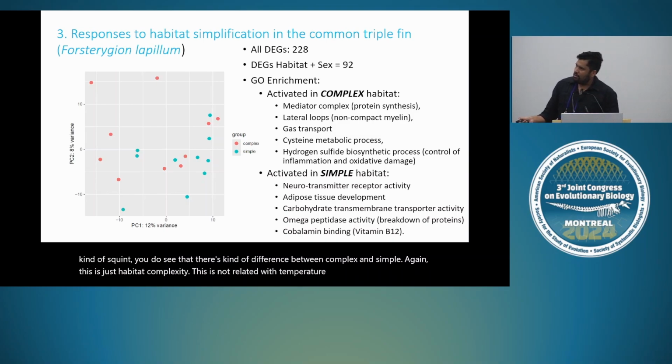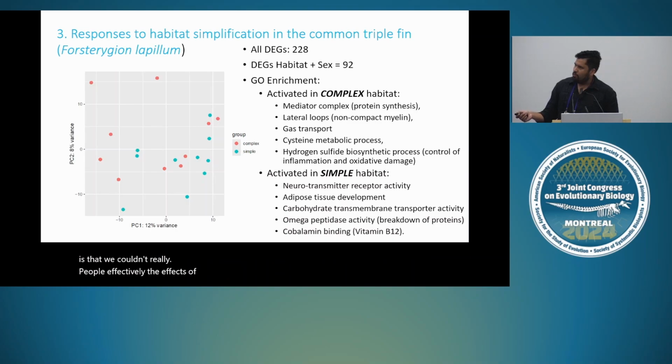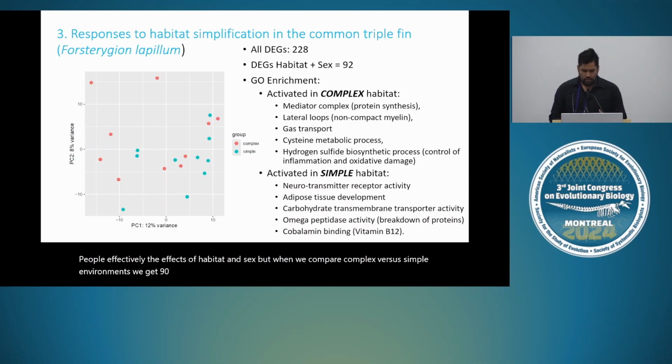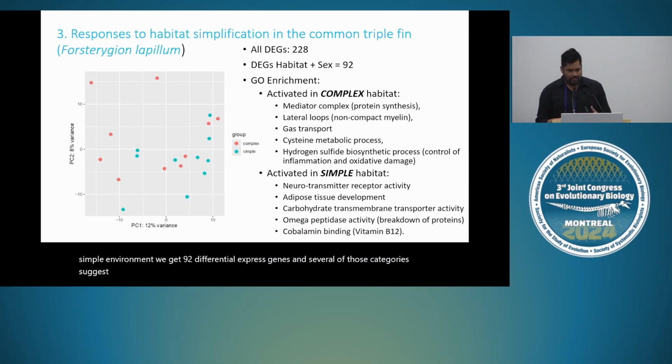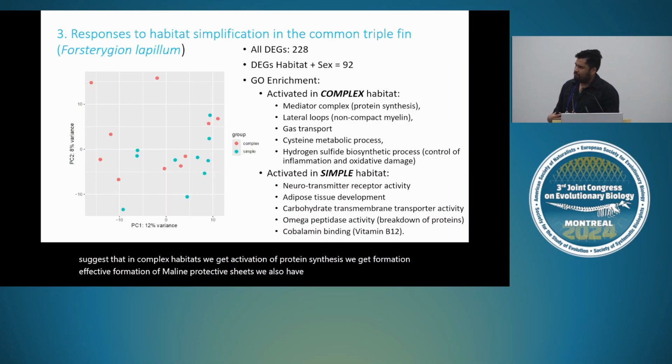And what we can see here is that we couldn't really disentangle effectively the effects of habitat and sex, but when we compare complex versus simple environments, we get 92 differentially expressed genes, and several of those categories suggest that in complex habitats, we get activation of protein synthesis, we get effective formation of myelin protective sheaths. We also have optimized gas transport, and also the biosynthetic processes for control of inflammation and oxidative damage.